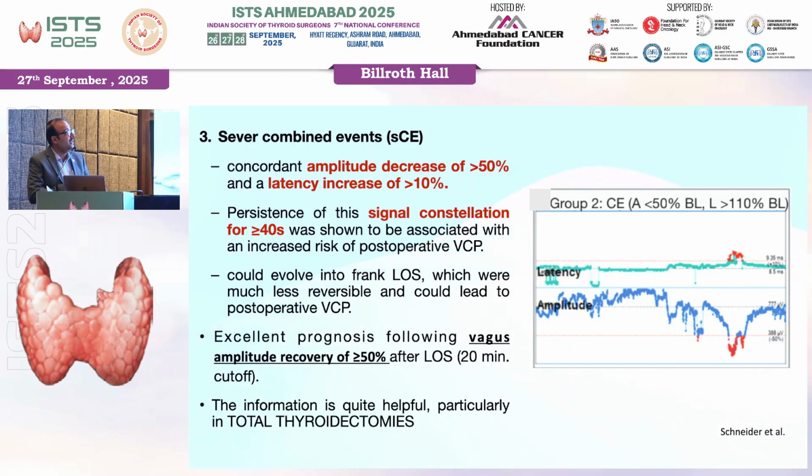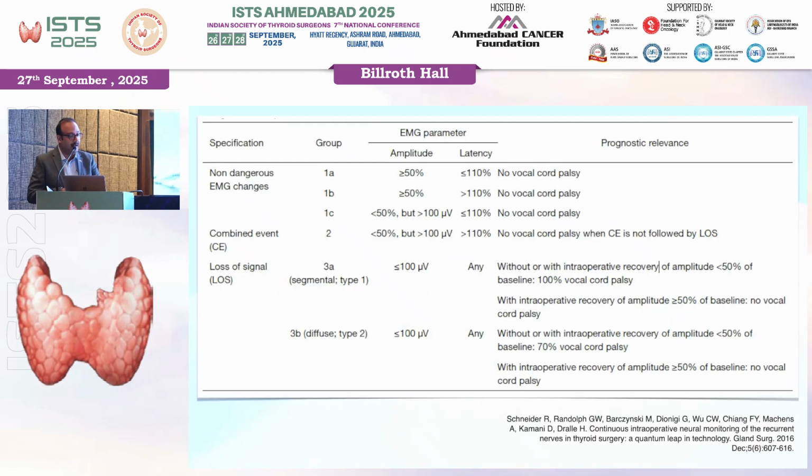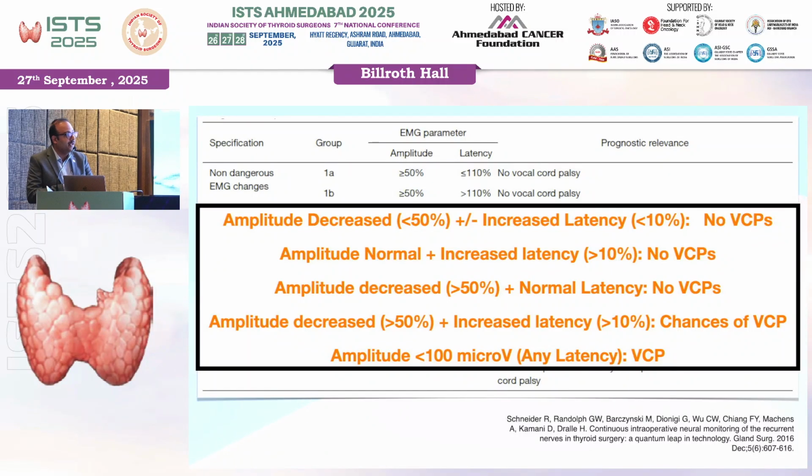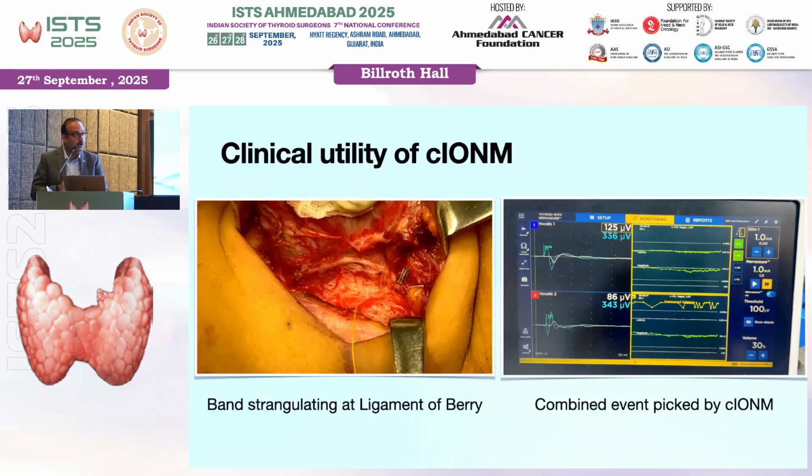So this is where you really need to make sure that the severe combined event doesn't get converted into a loss of signal. And this is basically a busy chart, a summary of all the combinations that we can have. And usually you want to make sure that combined events do not get converted into a loss of signal.